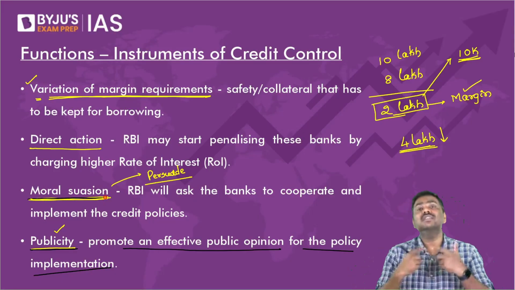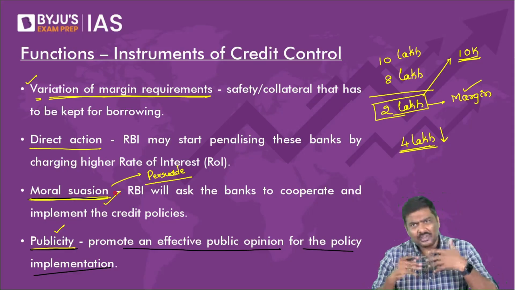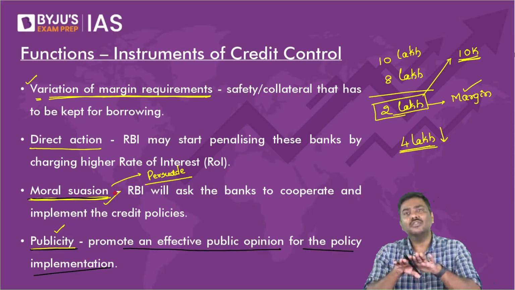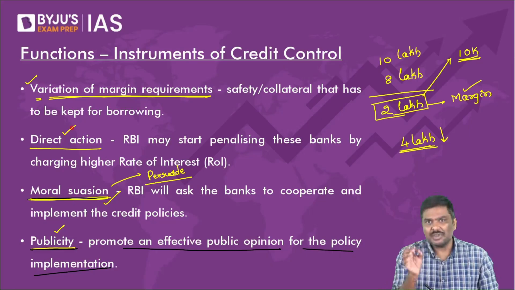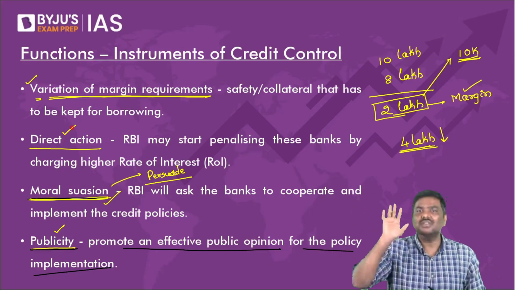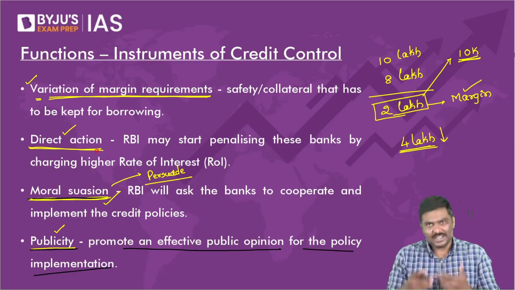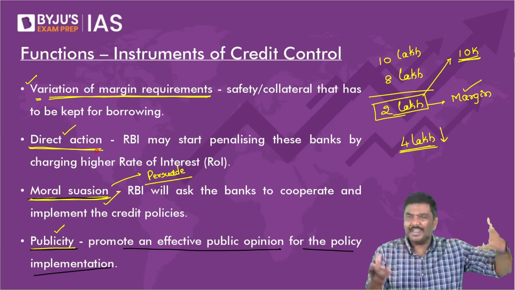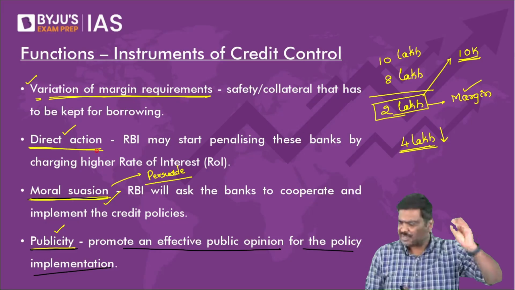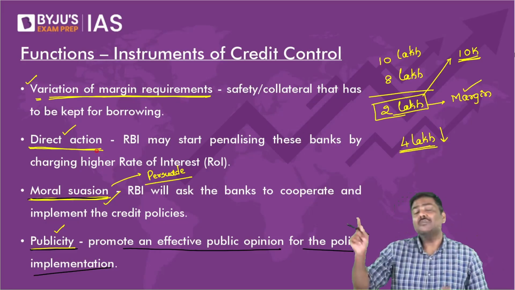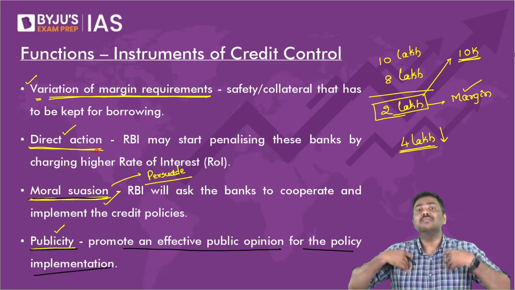If they do not follow them, RBI will try to persuade them or convince them, which is called as moral suasion. And even after moral suasion, if the banks do not follow the guidelines, then RBI will penalize them. RBI will simply impose a lot of penalties on such banks, which is called as a direct action. For example, if you're reading newspapers, you will know that many of the banks in the last couple of months, especially cooperative banks in India, have been penalized by Reserve Bank of India.